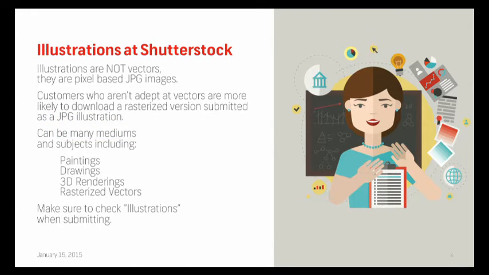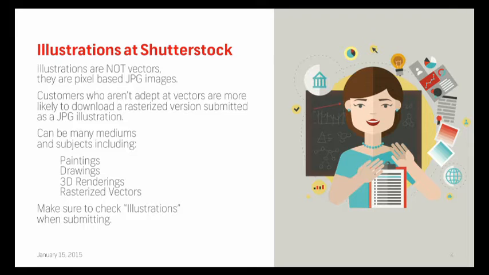So illustrations at Shutterstock are not vectors. They are pixel-based JPEG images. So these mainly can be any kind of pixel-based image as long as it's an illustration, not a photo. A lot of times, customers who aren't necessarily adept at vectors will wind up downloading rasterized illustrations because they don't have the knowledge or maybe even the software to be able to work with a vector. So the rasterized version of the vector will work much better for them.